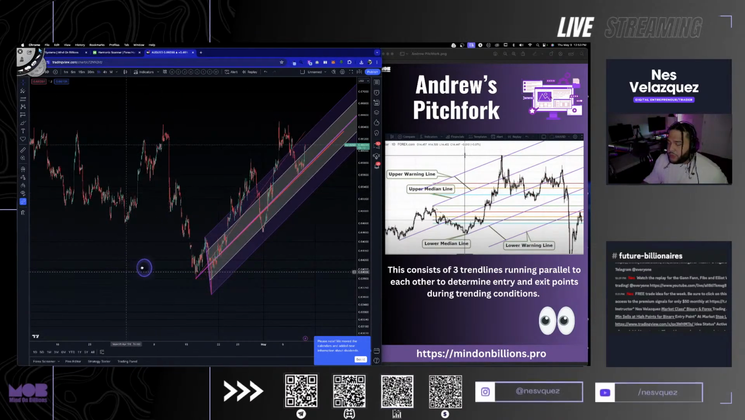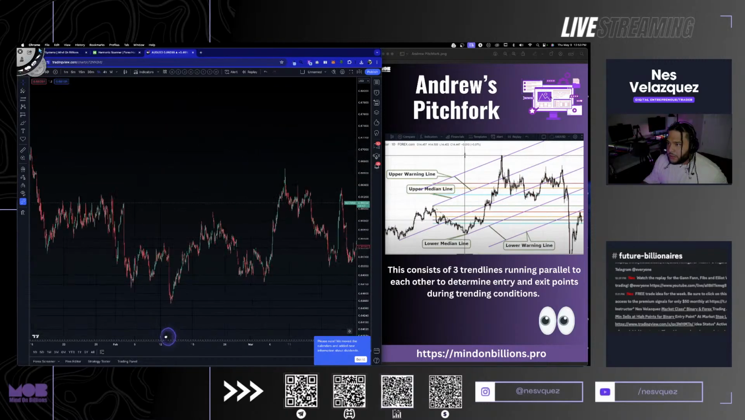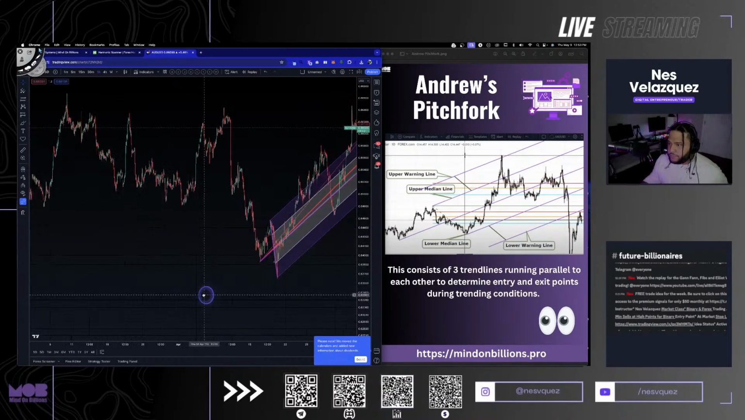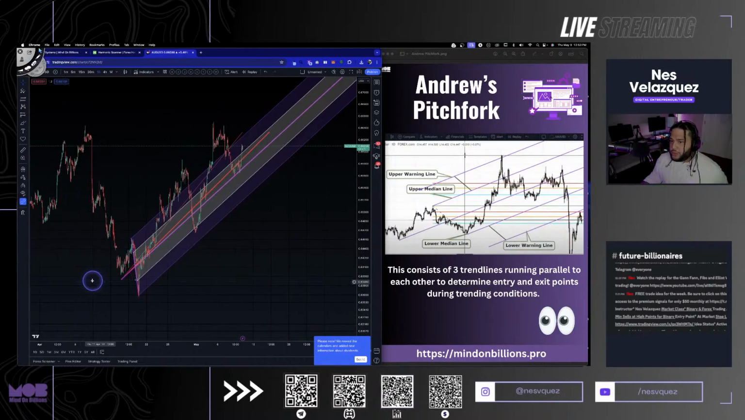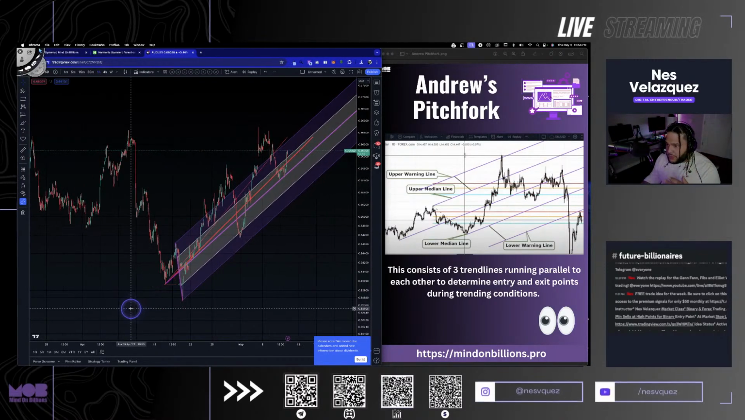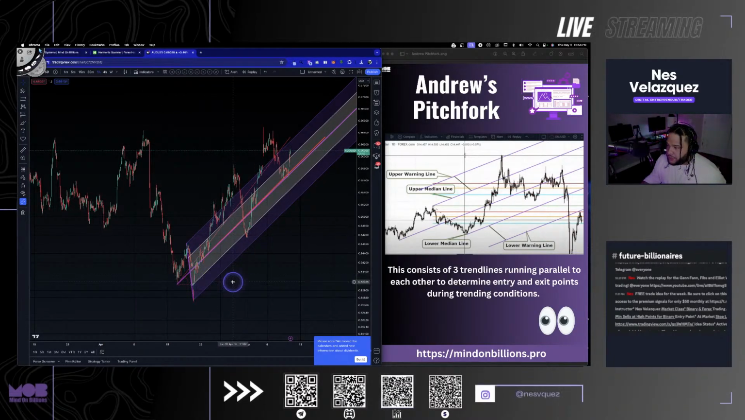We can use it right next to it, but I don't want my chart to look too busy. Okay, you know what I'll do? This is what I'll do, because I'm just thinking in terms of keeping it simple. So what I'm going to do, this is the Andrews Pitchfork.